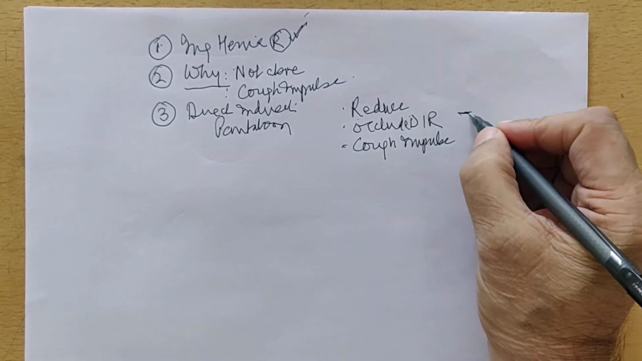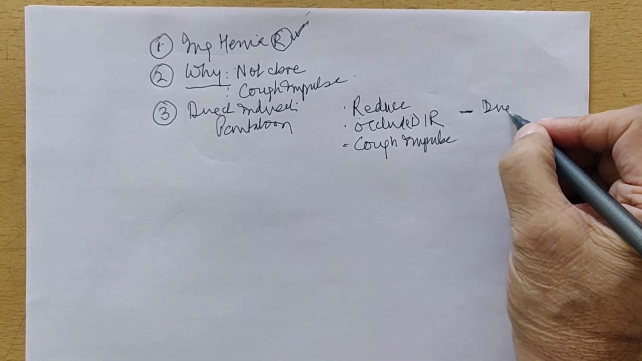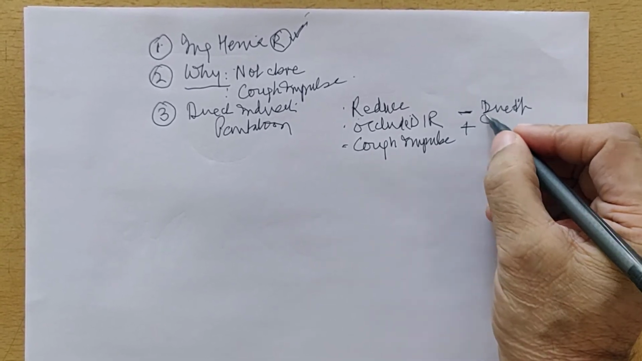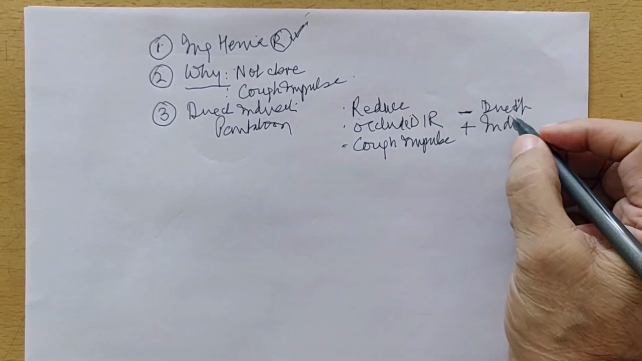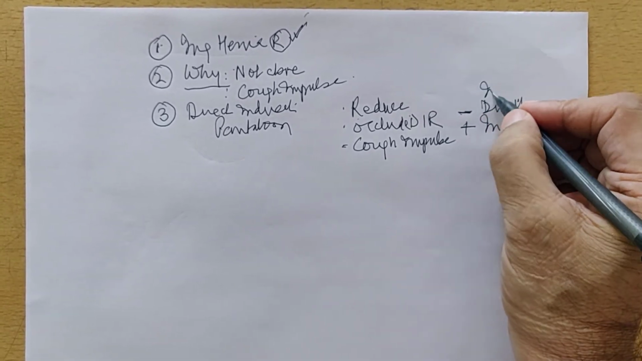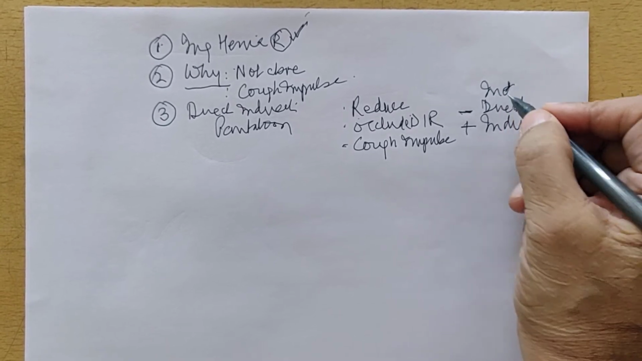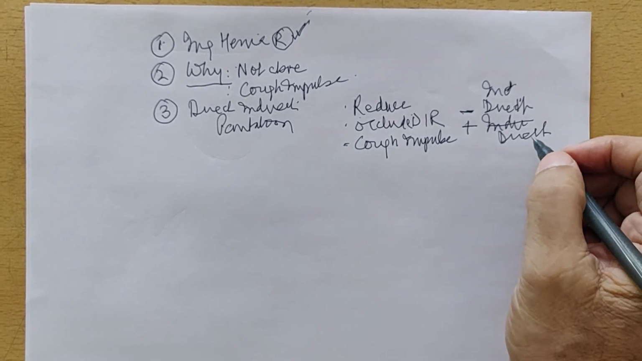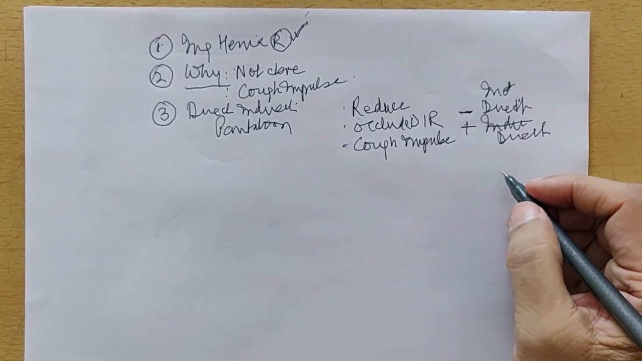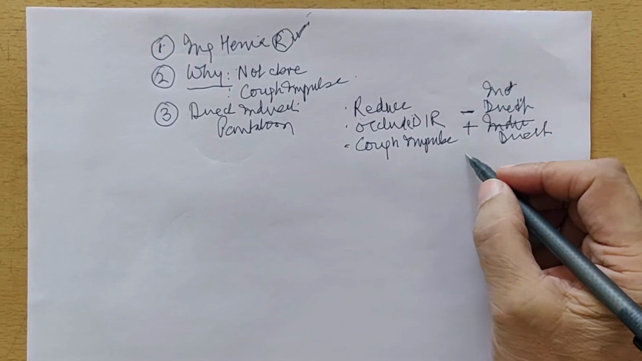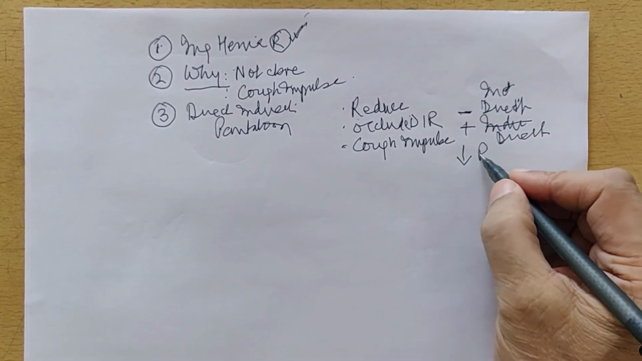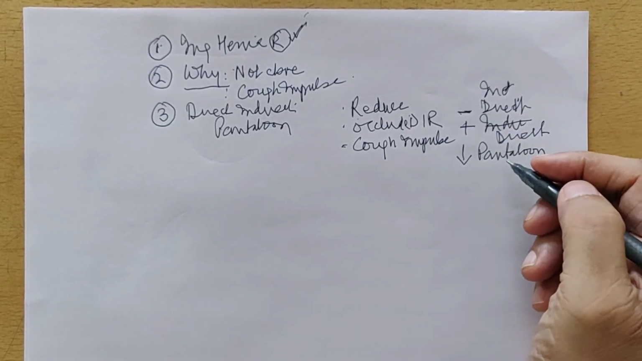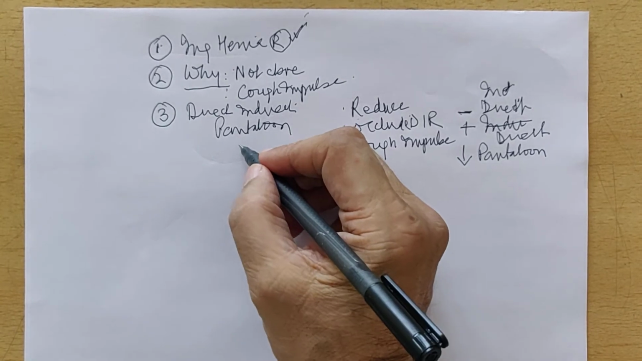So if the cough impulse is absent, it is direct. If it is present, it is indirect. If it is absent, it is indirect. That means it's come from the deep inguinal ring. If it is still present, it is direct. And of course, if the cough impulse decreases, then it can be pantaloon. It is not absent, but it decreases. So this is known as the ring occlusion test.